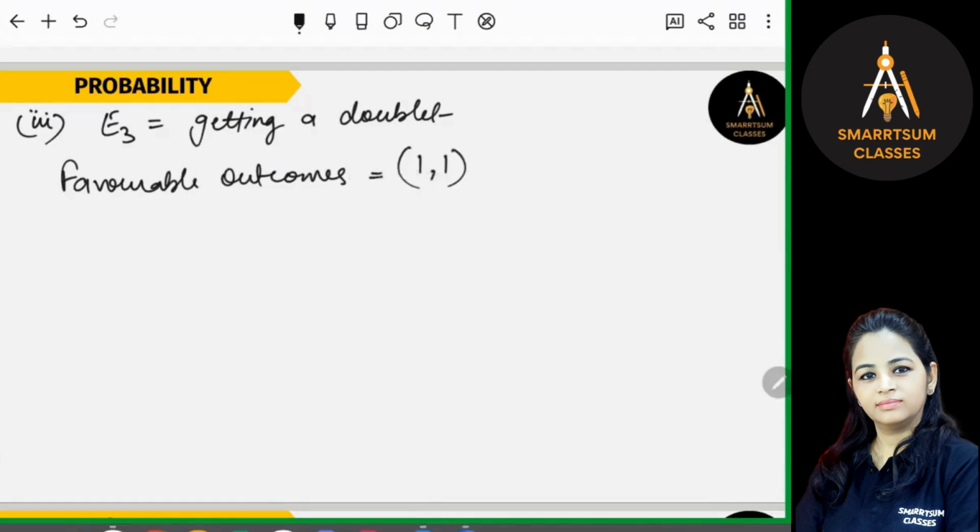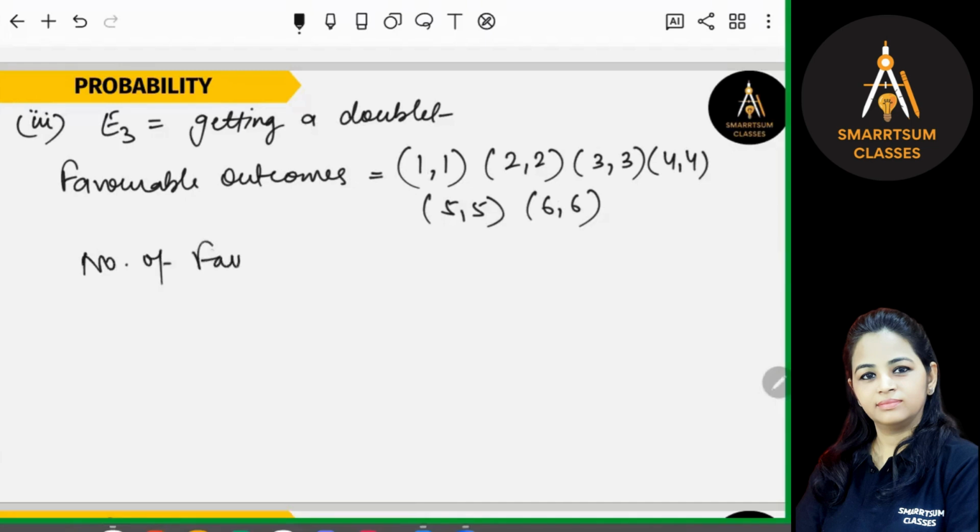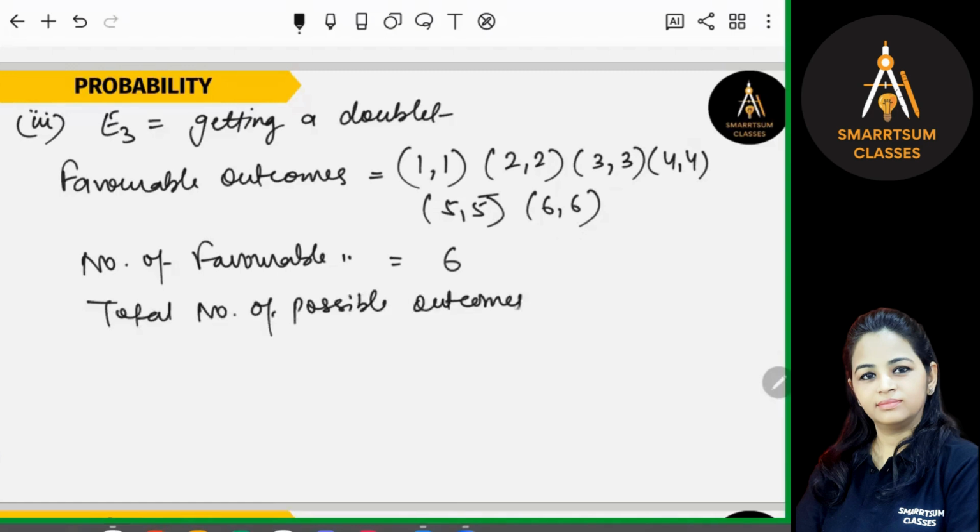So write down what can be the favorable outcomes: 1, 1, where on both the dice you are getting 1, then 2, 2, 3, 3, 4, 4, then 5, 5, and 6, 6. These can be the possible outcomes when both the numbers are the same on the dice. Now, what is the number of favorable outcomes? The favorable outcomes are 6 in number. You can count them. Now, the total number of possible outcomes we already know, that is 36.